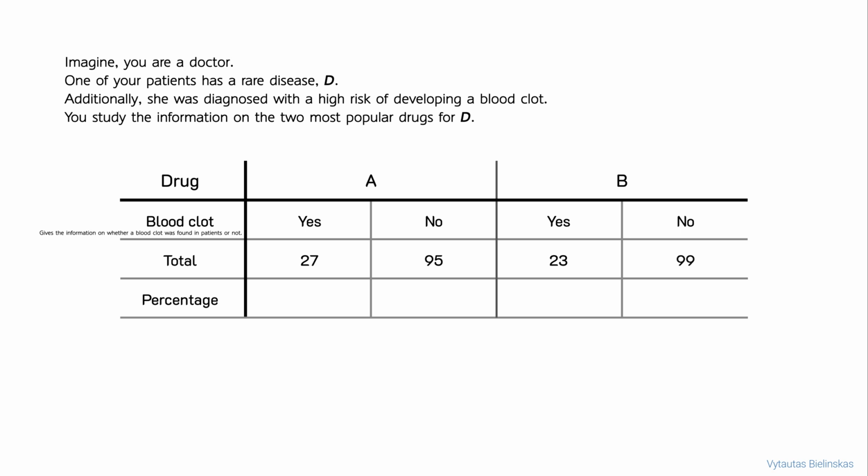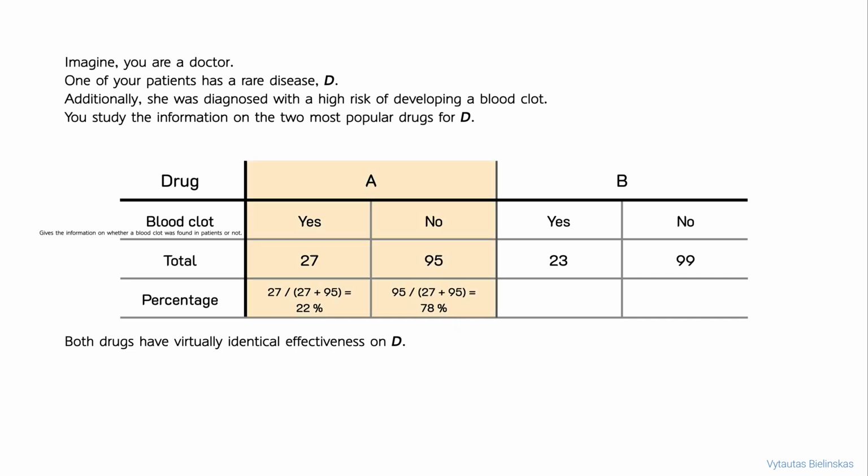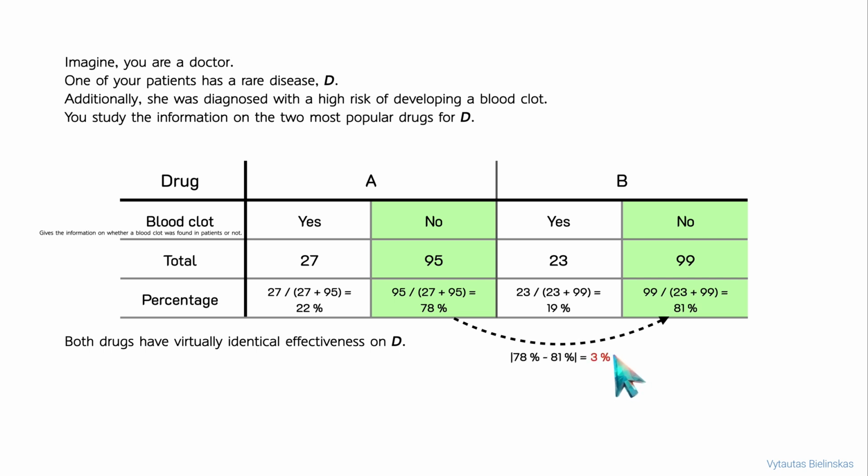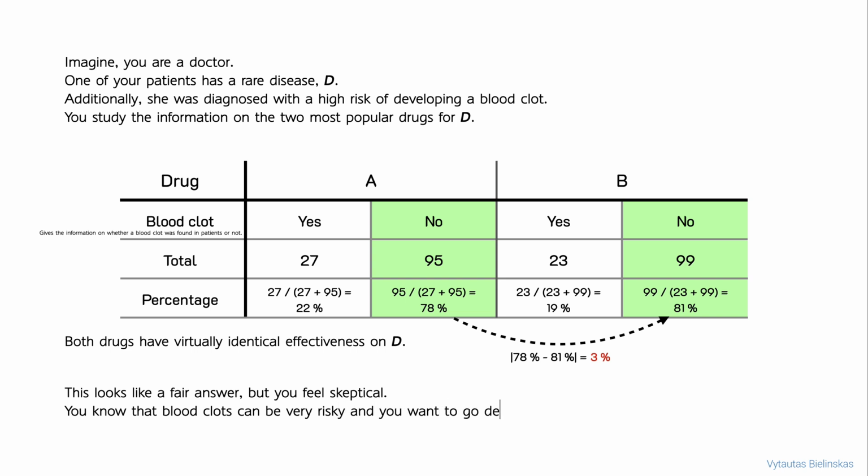Both drugs have virtually identical effectiveness on disease D. 22% versus 78% for drug A, and 19% versus 81% for drug B. We clearly can see that this table shows that drug B is better by 3% over drug A. This looks like a fair answer, but you feel skeptical. You know that blood clots can be very risky and you want to go deeper. You find more fine-grained data that takes the patient gender into account. We will cover that just in a minute.